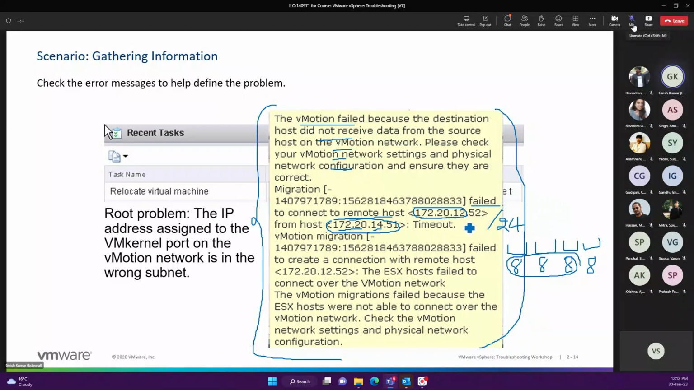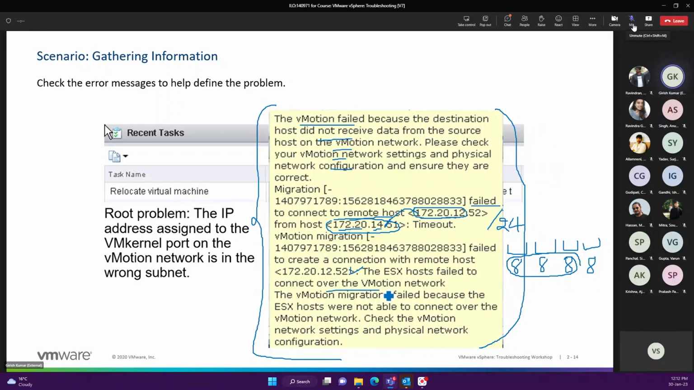But you can see that on one side it was 12.52, and on the other side 14.51. So they represent different subnets. You are not using a router in between, so they are not communicating over the network with each other. That is the main reason: failed to create connection to the remote host because it is not able to establish communication.